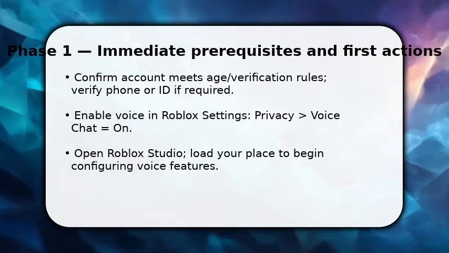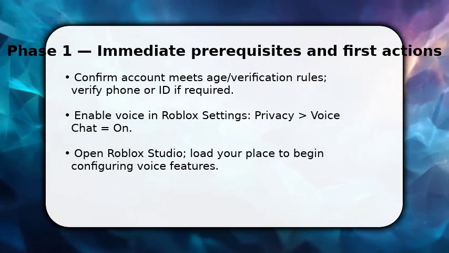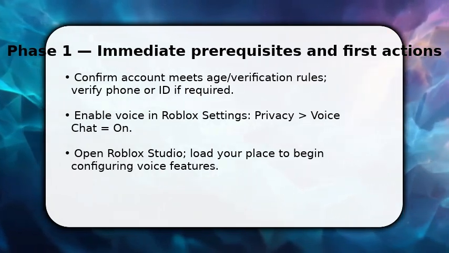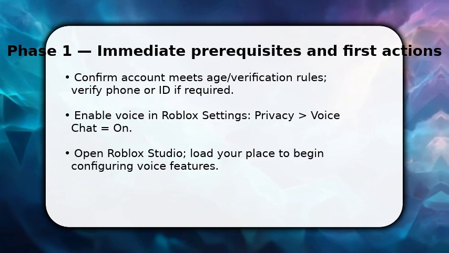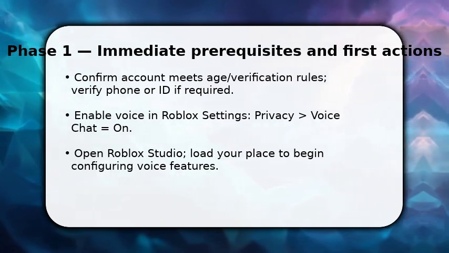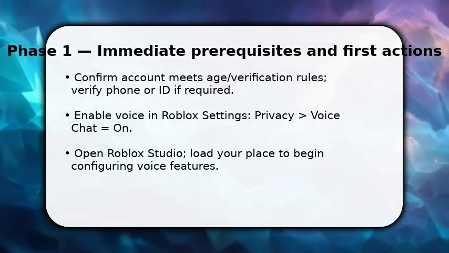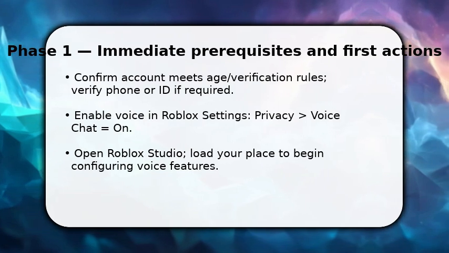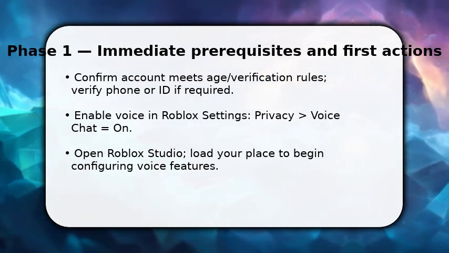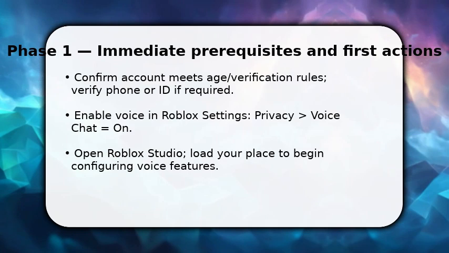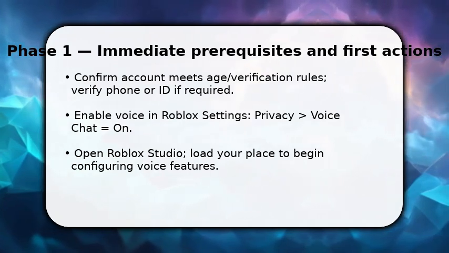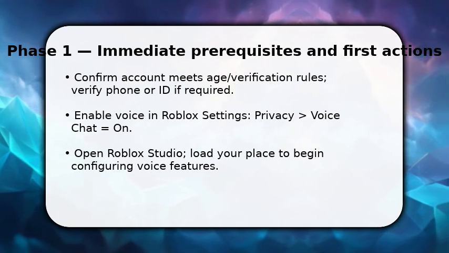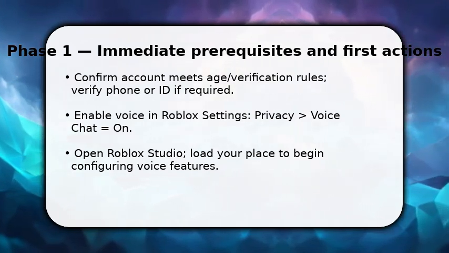You start by preparing the account and the place. This saves time later. First, verify your account per Roblox rules so voice features unlock. Next, in settings, open privacy and toggle voice chat on. Make sure microphone access is allowed by your OS. Once done, launch Roblox Studio and open the game place you want voice in. You're now positioned to change experience settings and add the voice service, so proceed to the next technical steps.